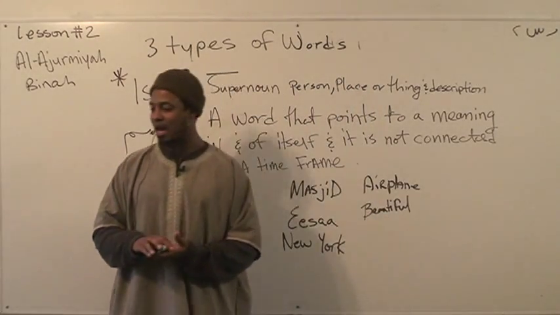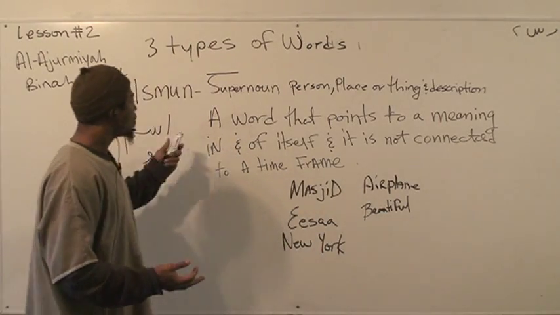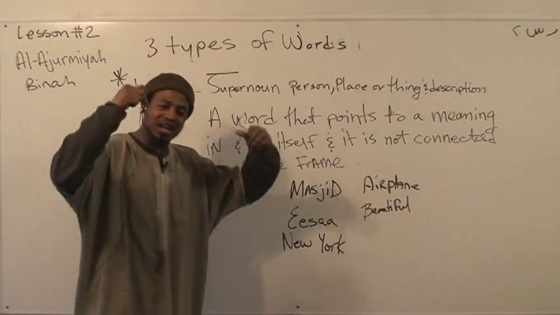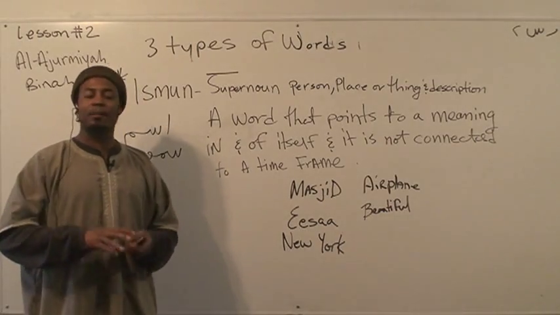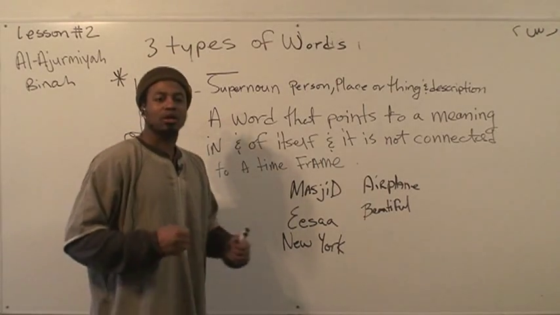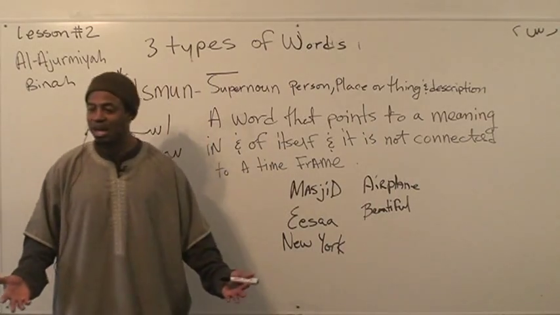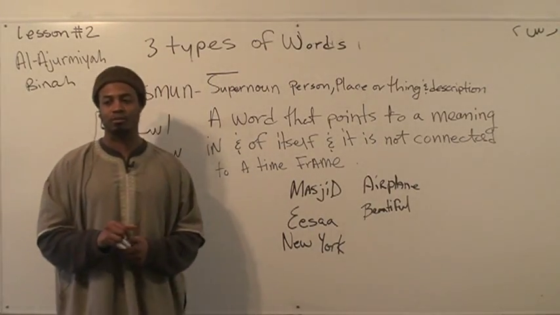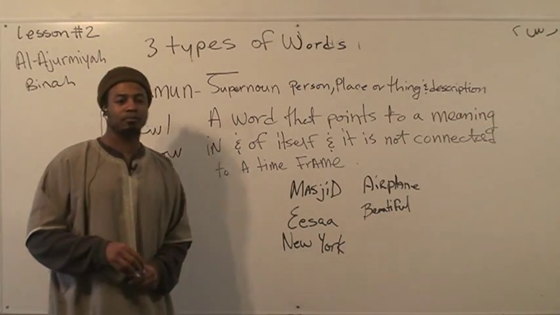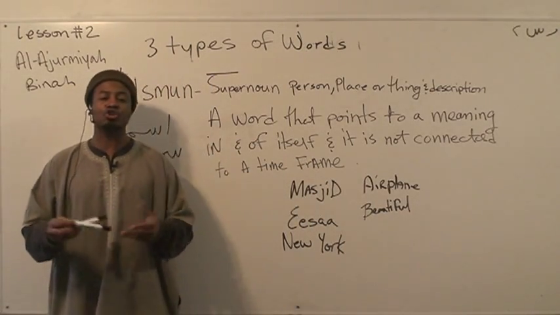And that's what we're going to learn right now: what kalam is, speech. A fi'lun is a word that points to a meaning in and of itself and is connected to a time frame. But you can't make a sentence with just a fi'lun. Running, sat, standing. It has no meaning by itself. You need an ismun. But an ismun in Arabic doesn't need a fi'lun, and it doesn't need a harf, because you can make a sentence.